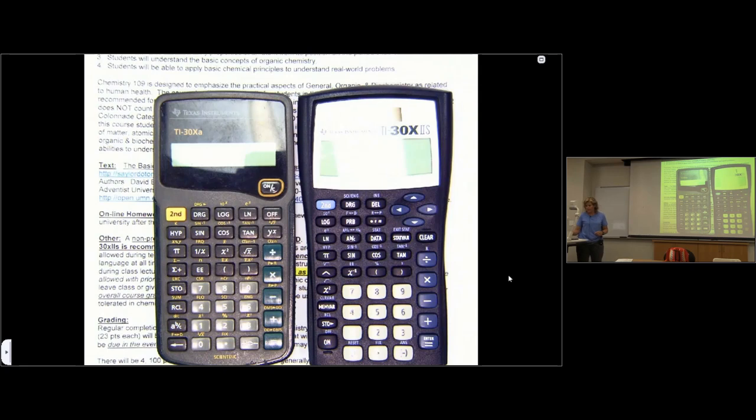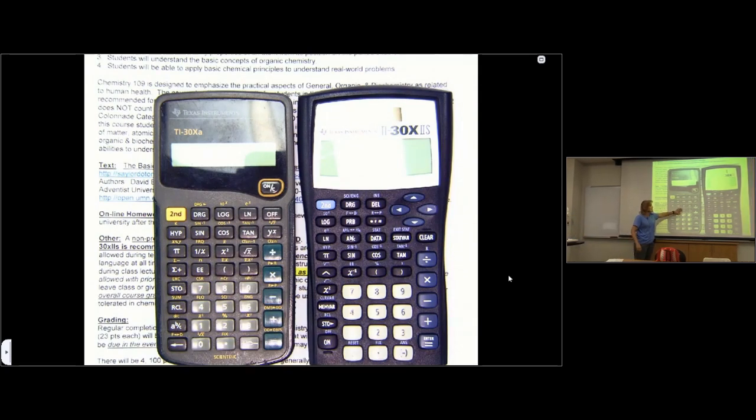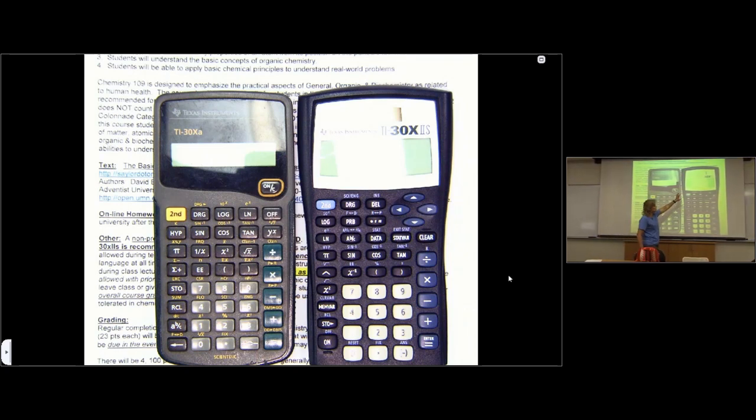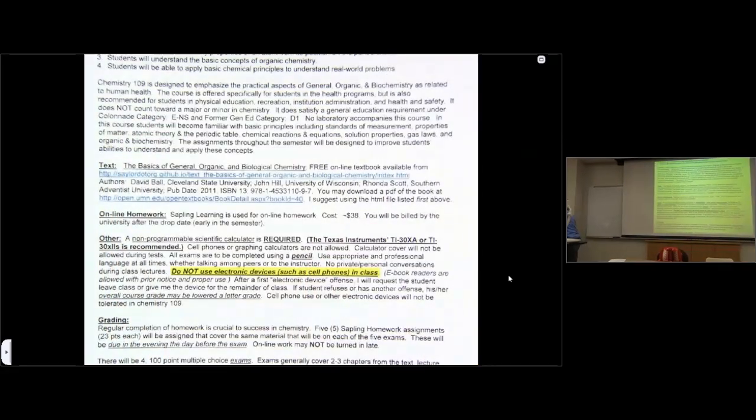This is the TI-30X2S. This is the TI-30XA. This is my favorite calculator of all time. It's extremely simple. If you have been used to using a graphing calculator, I would get this calculator. But either one is fine. You may not use a graphing calculator, and you may not use a cell phone.